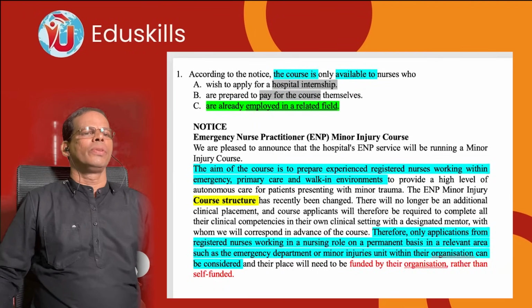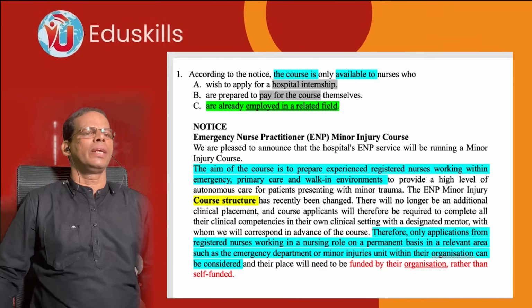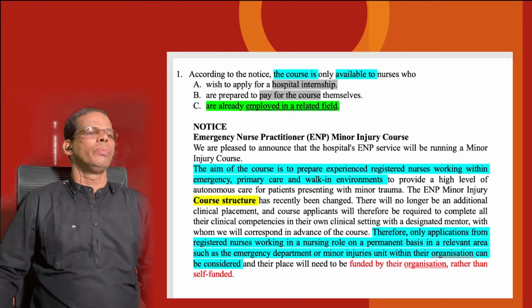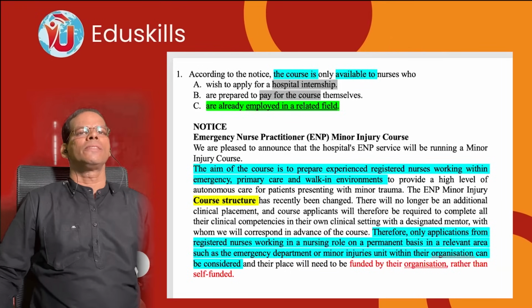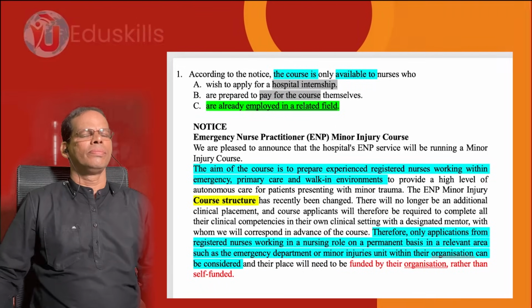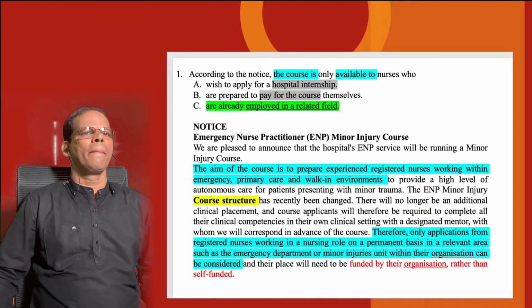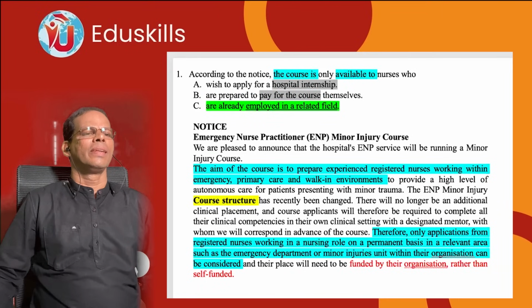So coming to the topic sentence, do you have any clue here? The aim of the course is to prepare experienced nurses working in emergency, primary care and walk-in environments to provide a high level of autonomous care for patients presenting with minor trauma. That is the topic sentence. So for whom is the training? Any idea you got from your listening or reading? Registered nurses working within emergency, primary care and walk-in environments.